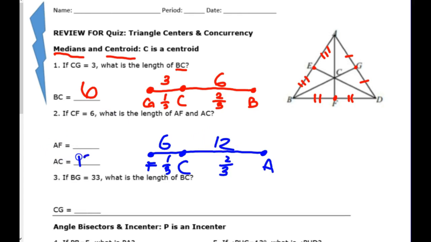That was easy. What if I'm supposed to get the whole thing? Well, I add them up. 6 plus 12 is 18. From A to F, all the way across. To get all the way across, you got to add them up. 6 plus 12 is 18. Okay? And then 3, if BG equals 33, from B to G, all the way across is 33.